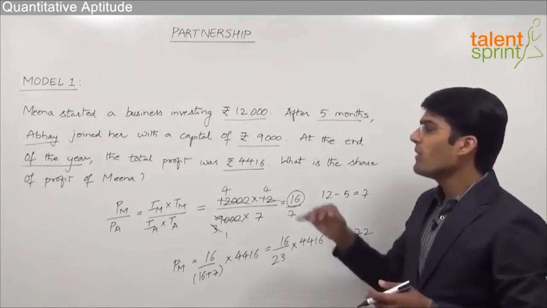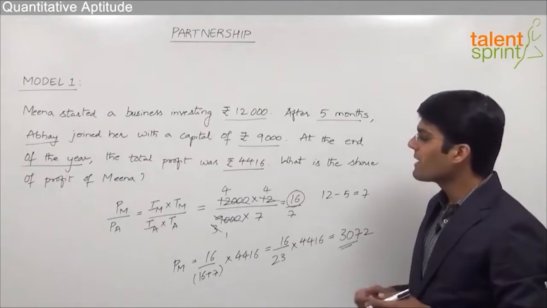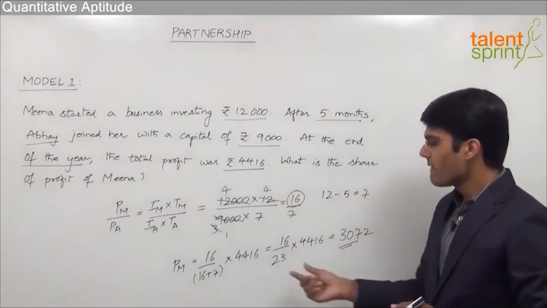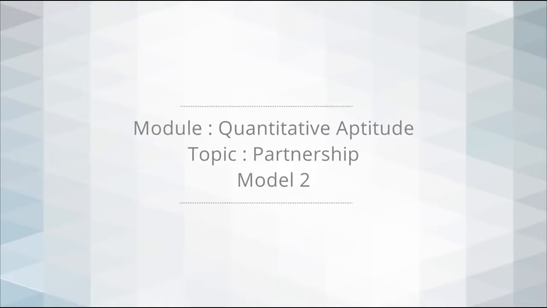So friends, this is how we can solve the questions from partnership, simply by finding out the ratio of profits to be shared between the two persons and then finding out the individual profits.